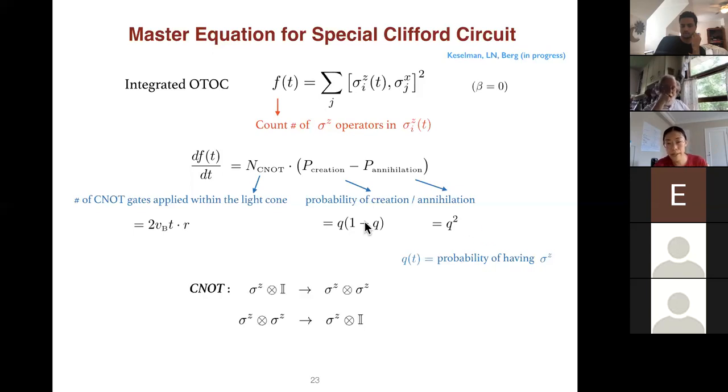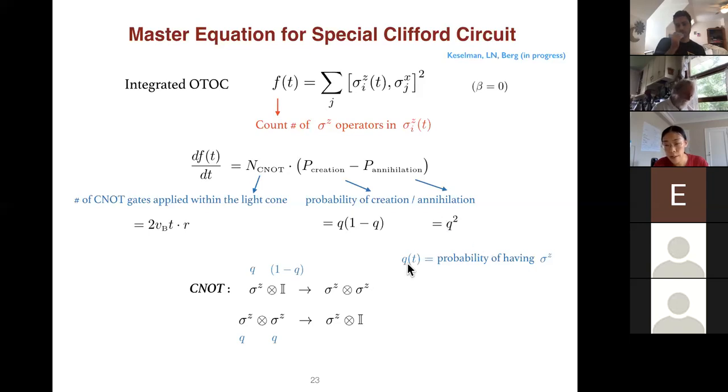Okay, so why do we have those two expressions? Well, for example, this is the creation process where identity is turned into sigma z. And the probability for this process to happen is that on this site, I need to have a sigma z, and on the neighboring site, I need to have identity. The probability for having a sigma z on a site is q, and for having identity on the site is 1 minus q. So the probability for this entire process to happen is q times (1 minus q). And similarly, the probability for this annihilation process to happen is q squared.